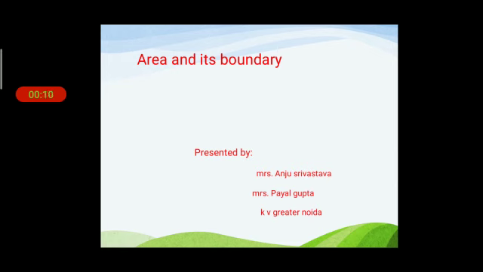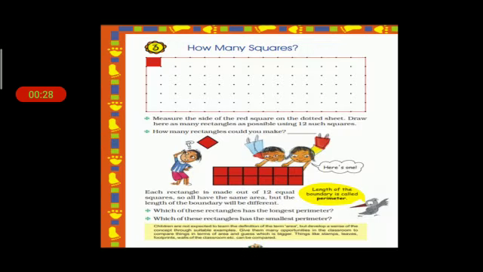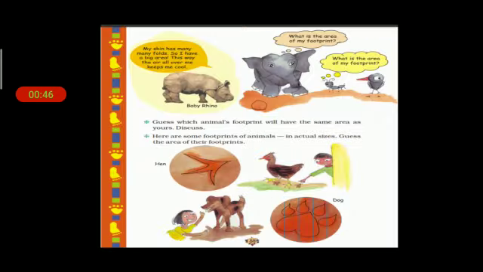Students, today we are going to discuss the 11th chapter, Area and its Boundary, of your Mathemagic Class 5 textbook. But before moving ahead, I want you to recapitulate what you have earlier studied in chapter 3, How Many Squares? Yes, you have studied the perimeter and area, and you can find the area and the perimeter of figures in squares. Isn't it?